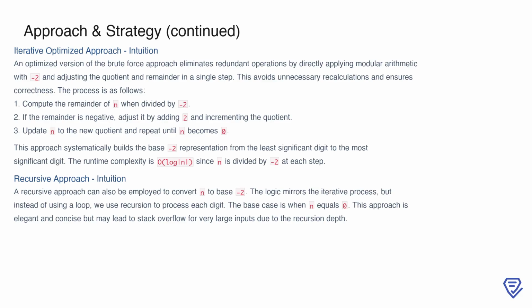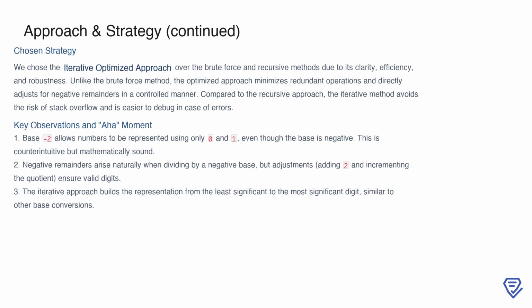While this method is elegant and concise, it has a potential drawback. For very large inputs, the depth of recursion could lead to a stack overflow, making it less robust than the iterative alternative. Among the three approaches, the iterative optimized method stands out as our chosen strategy. We selected it because it balances simplicity, efficiency, and robustness.